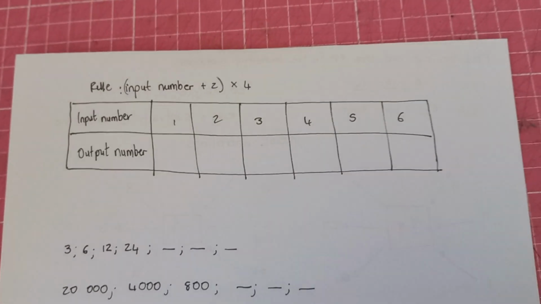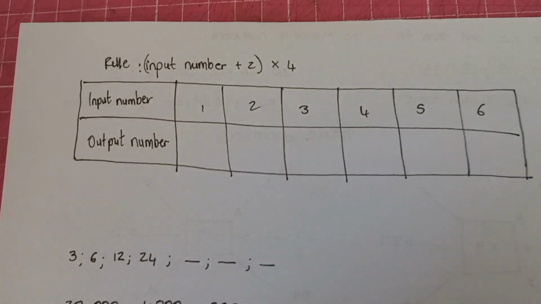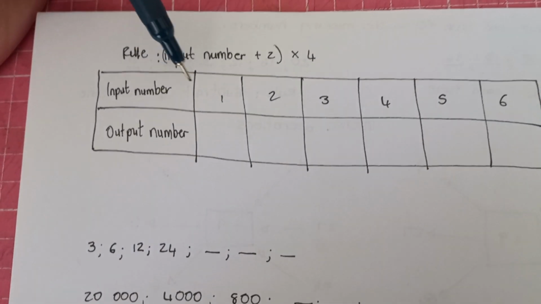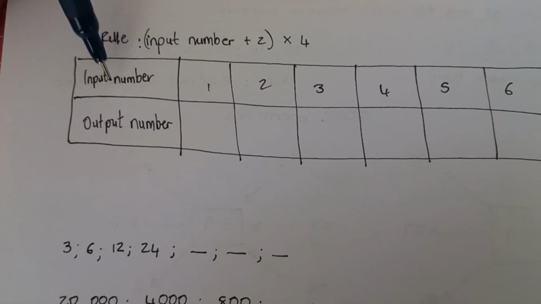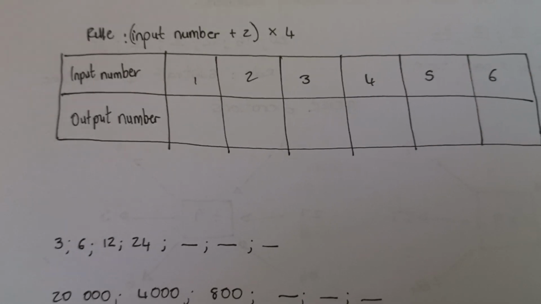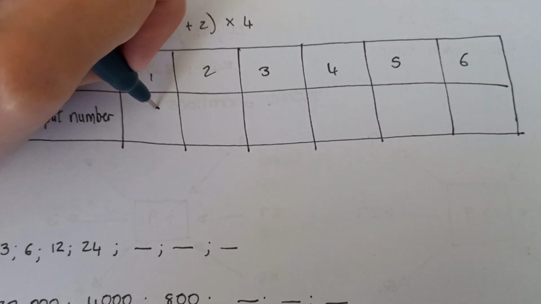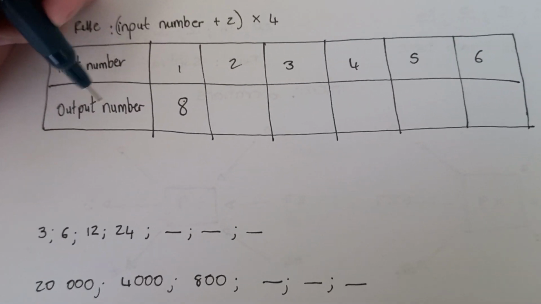Okay, so let's take a look at this table and then some of these number things at the bottom here. Here it says input number. So the rule is input number plus 2 times 4. Our input number here would be 1. So we'd say 1 plus 2, 2 times 4 gives us 8. Okay, so that's how you'd solve these problems. And this number will become your output number.